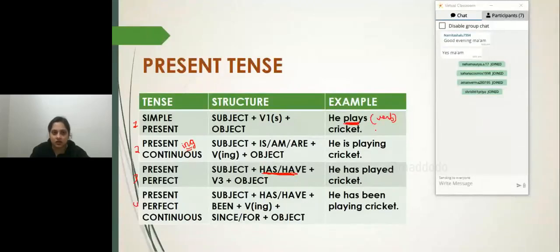He plays cricket, a normal verb, first form we will use in simple present. Then is, am, are, these are your helping verbs. According to the subject we use them. With I we use am, for plural we use are, for singular we use is. This much we understand. Just let me know, because my way of teaching I'll modify according to where you are, your level. This much we understand, everybody, basic. He has played cricket. With has and have, always V3. This is a common thing we should be aware of, right? Has and have means it has to be V3, the third form of the verb.